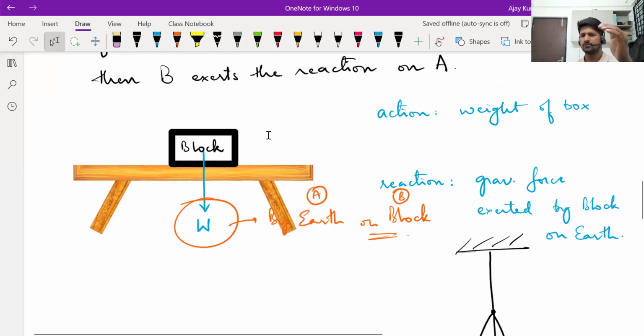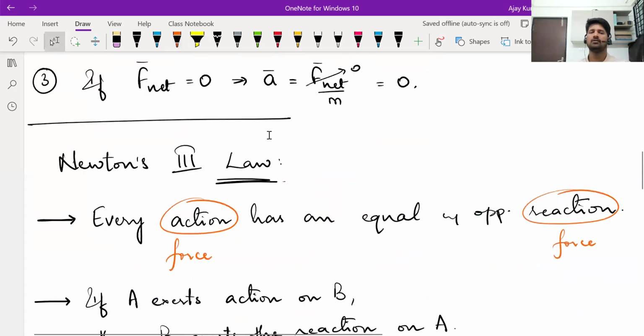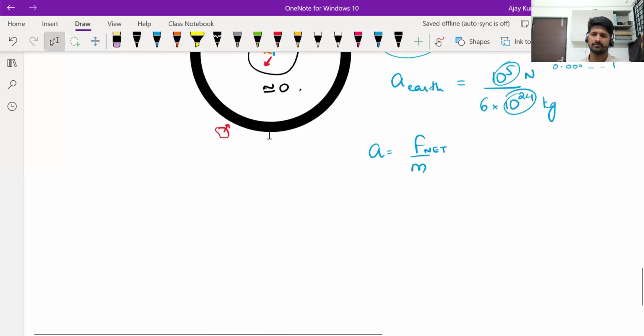So weight is the force exerted by Earth on the block. Then the reaction will be exerted by the block on the Earth, and weight by nature is a gravitational force, right? If you call this the action, if the action is a gravitational force, the reaction also will be gravitational itself. This is another property of action-reaction forces.